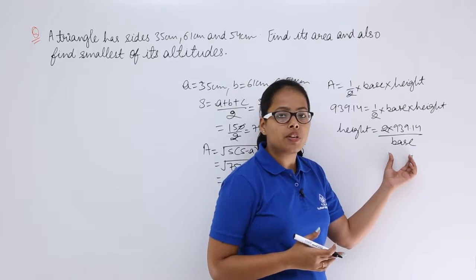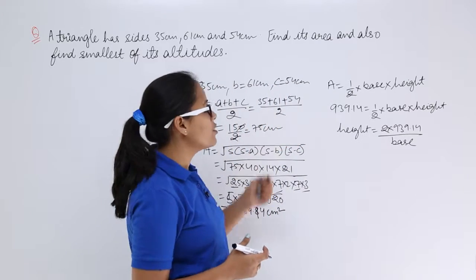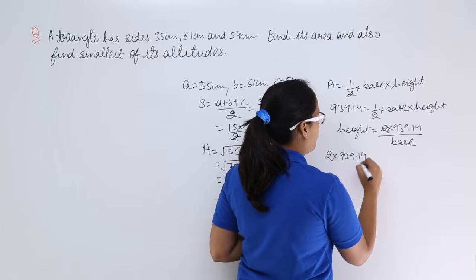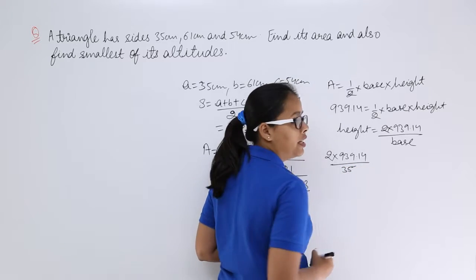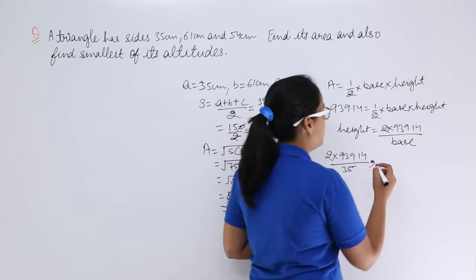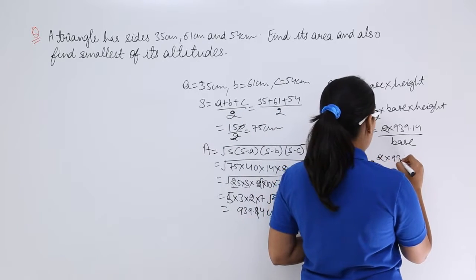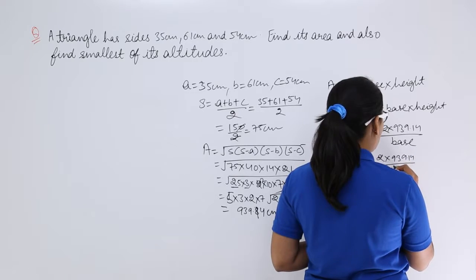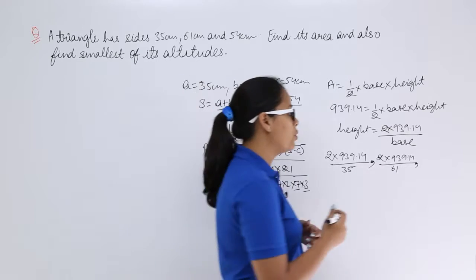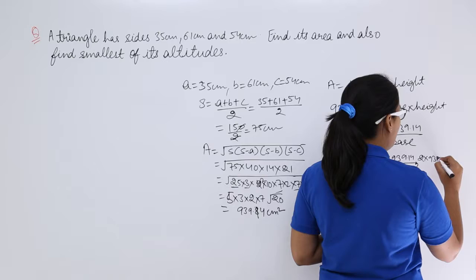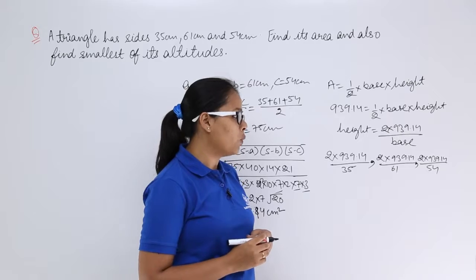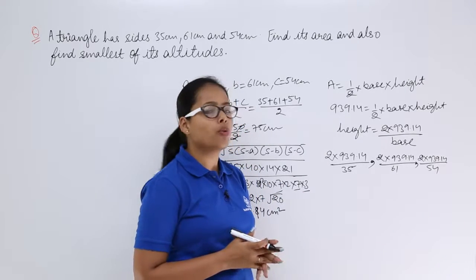So here, you know all these three sides. When the base is 35, then your altitude is going to be 2 into 939.14 divided by 35. When your base is 61, then your altitude will be 2 into 939.14 divided by 61. And when your base is 54, then your altitude is going to be 2 into 939.14 divided by 54. Now using a calculator, this calculation is going to be very lengthy.